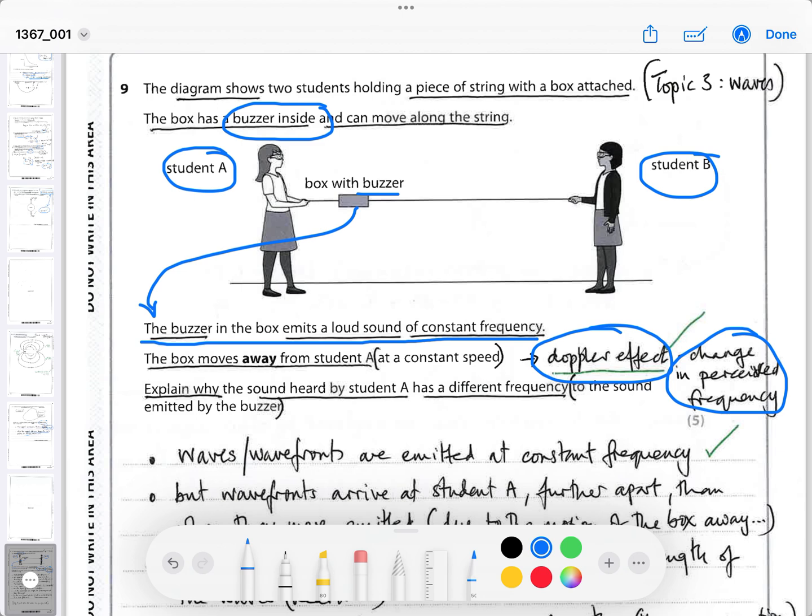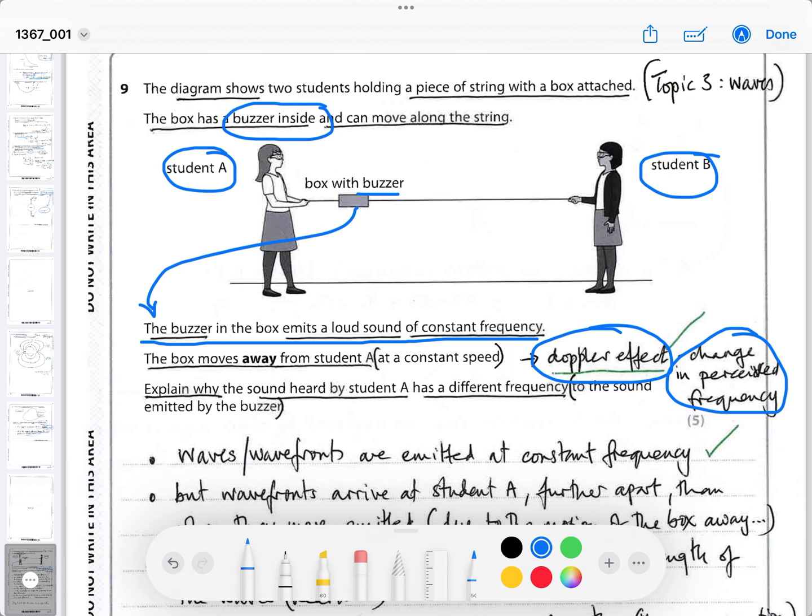Yeah, so the observer could be student A or student B, but they're asking, explain why the sound heard by student A has a different frequency to the sound emitted by the buzzer. So if you're standing next to the buzzer and the buzzer isn't moving, it will give one frequency. If the sound source is moving away from you, it gives a different frequency. And if the sound source is moving towards you, as with student B, it will give you a different sound frequency as well. Okay, so the Doppler effect is a change in the perceived frequency by the observer depending on the relative motion of the sound source.